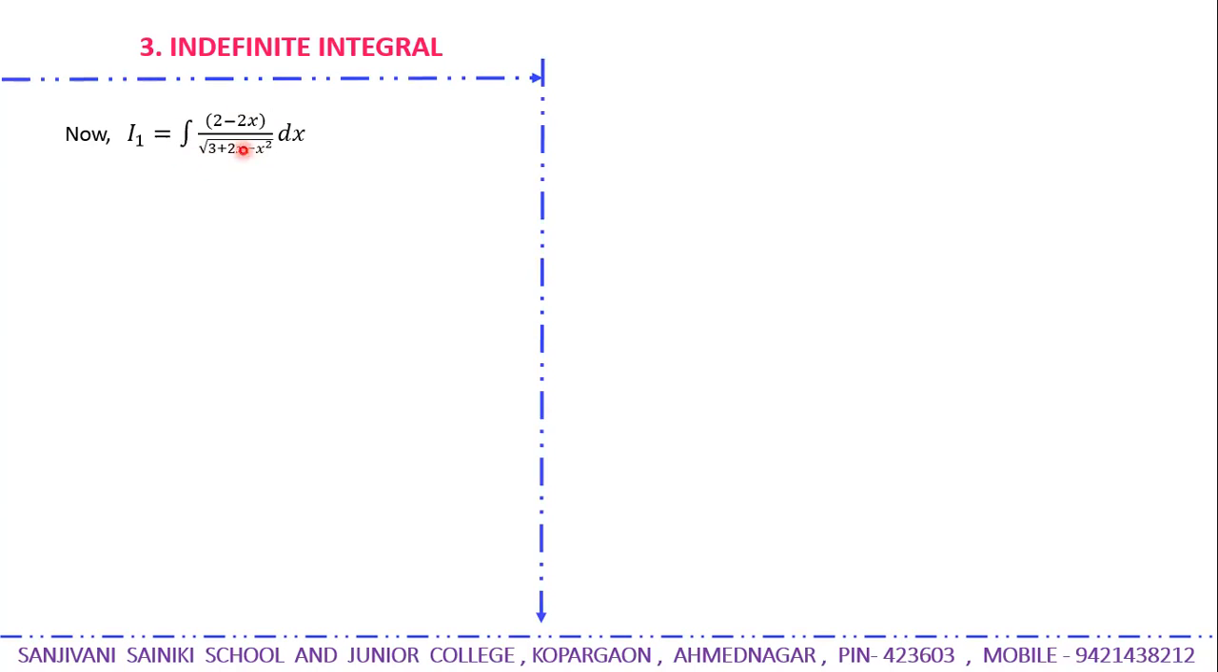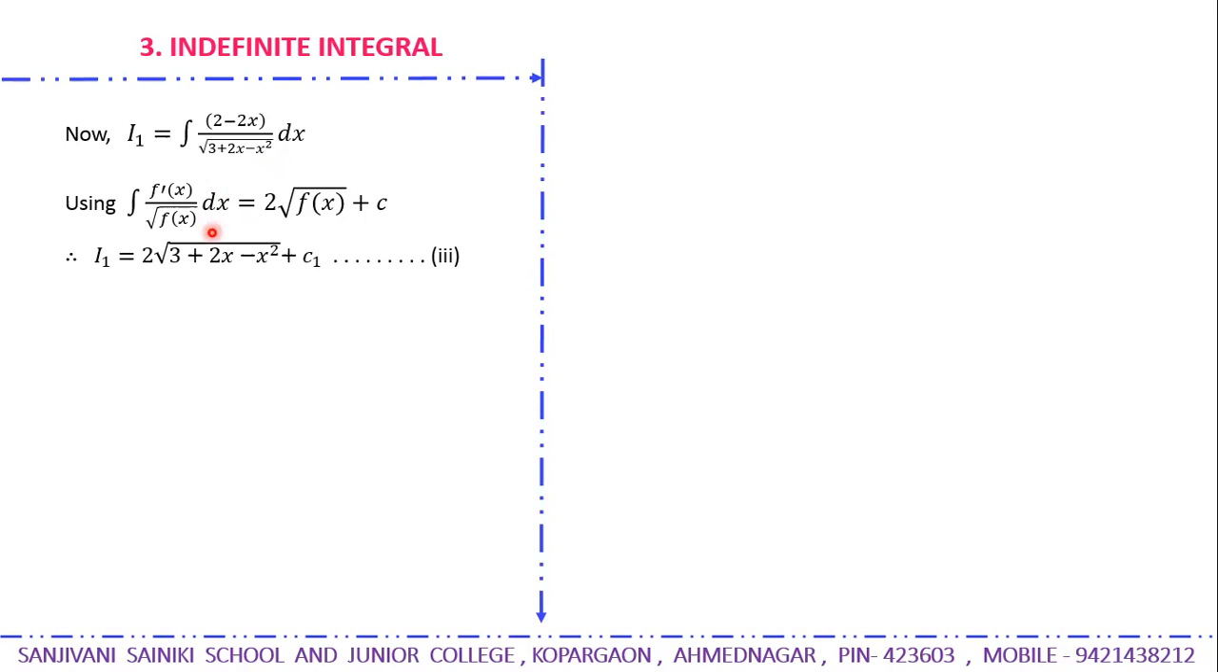Here it looks like f'(x) upon root f(x). So its integral is 2 root f(x) + c. You can use this formula, or you can put 3 + 2x - x² equal to t to evaluate this integral. Using this formula, I1 is equal to 2 root (3 + 2x - x²) + c1. Now let us consider the second integral I2.